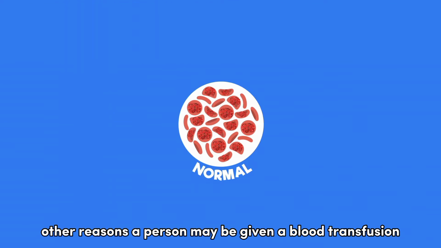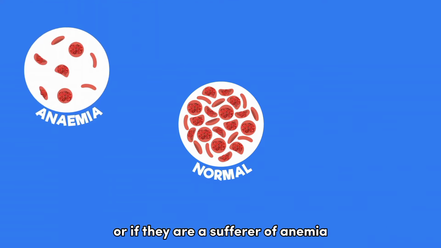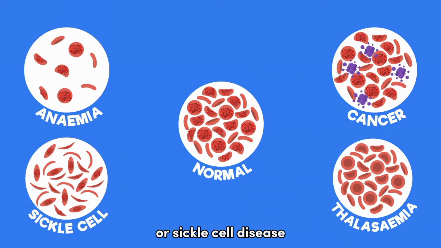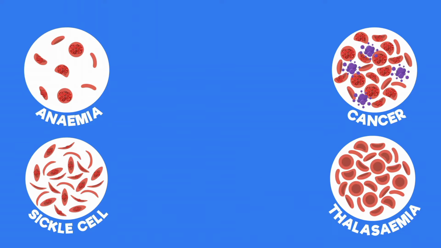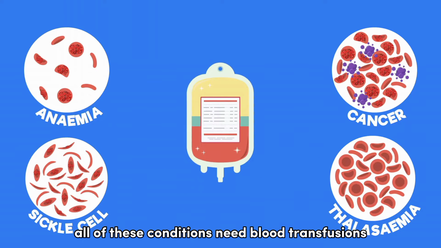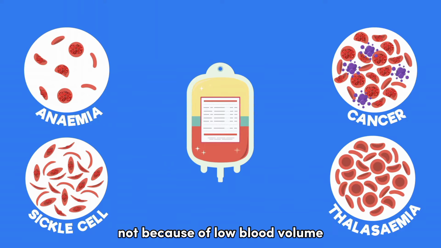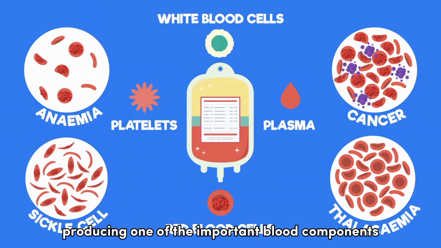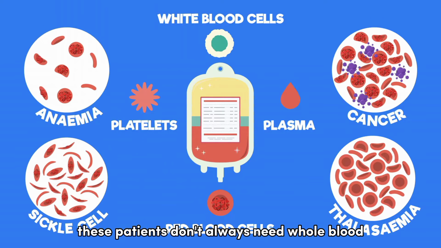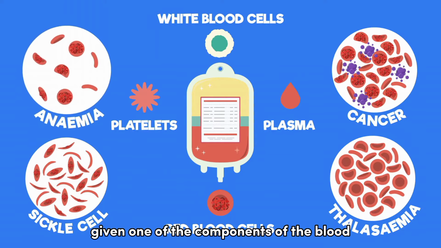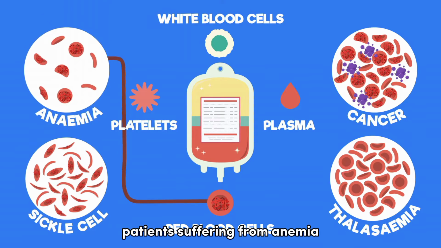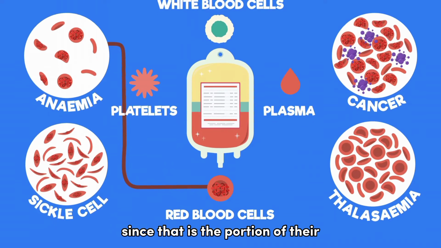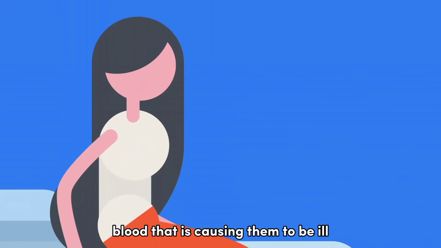Other reasons a person may be given a blood transfusion are if they are a sufferer of anemia, a type of cancer that affects the blood, sickle cell disease, or thalassemia. All of these conditions need blood transfusion, not because of low blood volume, but because the sufferers have difficulty producing one of the important blood components. These patients do not always need whole blood, they may only be given one of the components of the blood. For example, patients suffering from anemia are given a transfusion of just red blood cells, since that is the portion of their blood that is causing them to be ill.